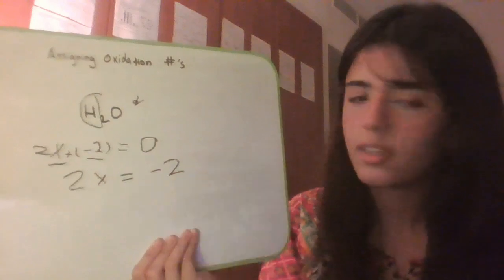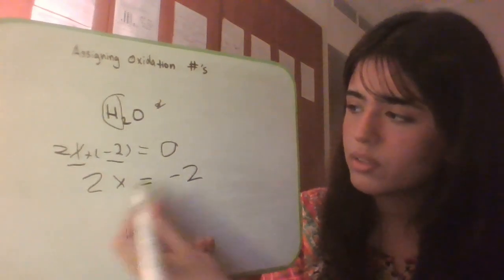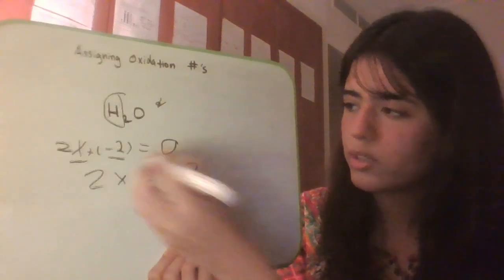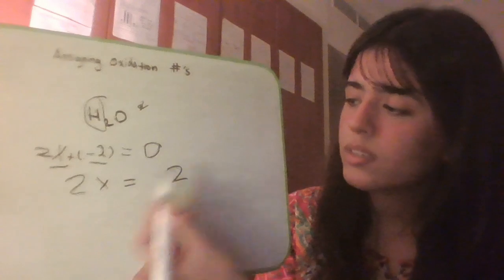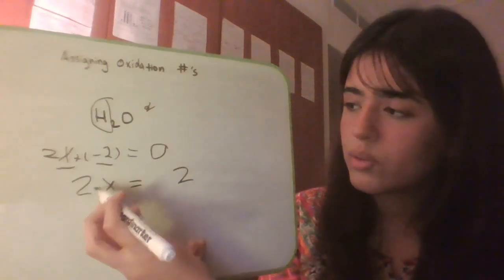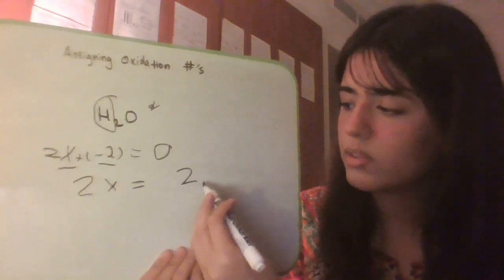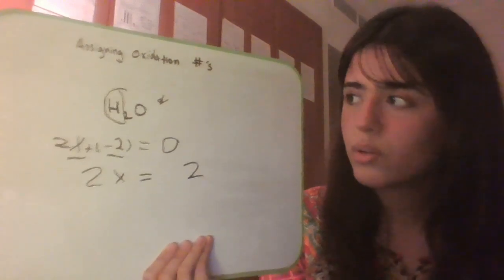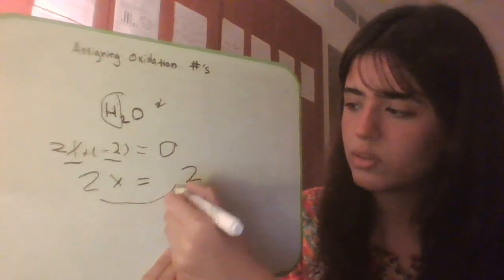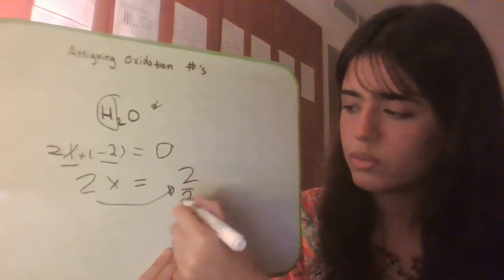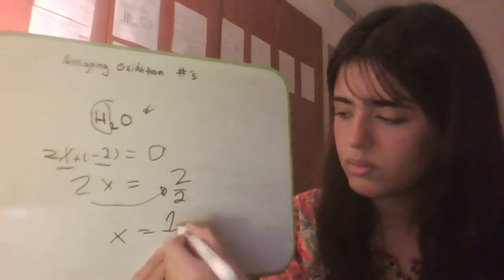2x equals -2. Now when you move it to the other side, it's +2. The oxidation number of 2 hydrogen atoms is going to be +2. But you want to find the oxidation number for 1 hydrogen. So we'll move this 2 to the other side, and when we move it, it's going to divide. So we have x equals 1.